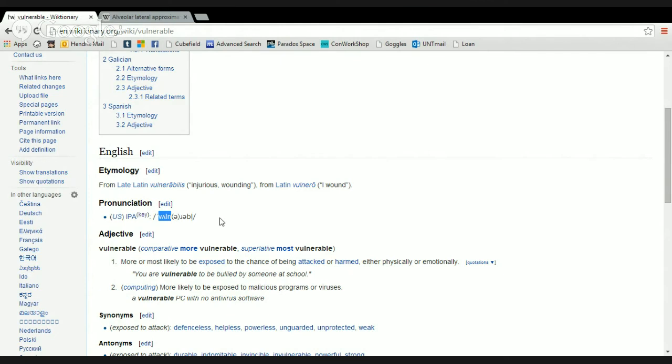And the way to make a dark L, say L, and then move your tongue back a little bit, like you're going to make a K sound, but not all the way. You just move your tongue back a little bit. Okay. So the L is pronounced, so it is "vuln". Yeah, so really try to get that L in there. Yeah, it is a little hard. That L at the end is difficult.